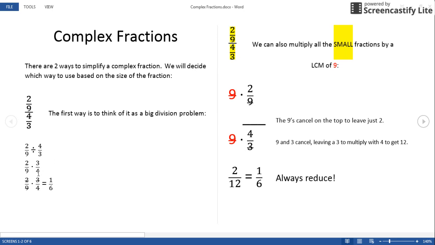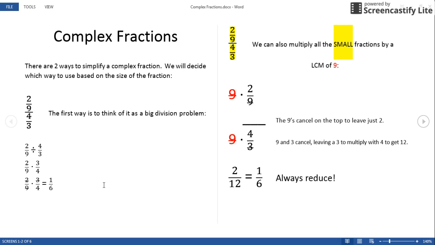The 2 and the 4 can cancel each other out. The 3 and the 9 can cancel each other out. So we would have just ones left on the top and 3 times 2 on the bottom. Looks like when we multiply it together, we would end up with 1/6 there. If you've got just one fraction on the top and one fraction on the bottom, this is the way to go. Think of it as a big division problem.